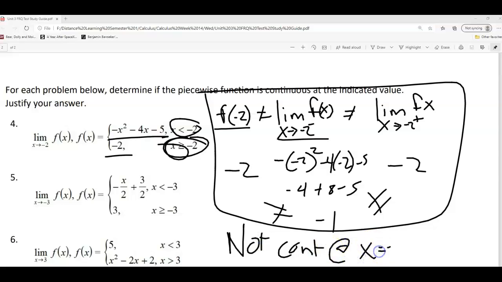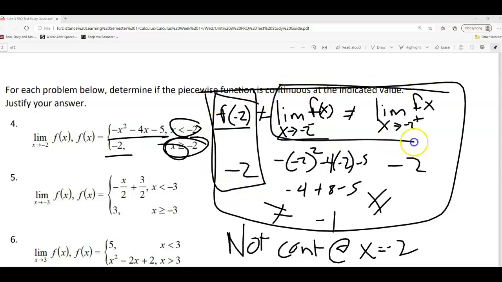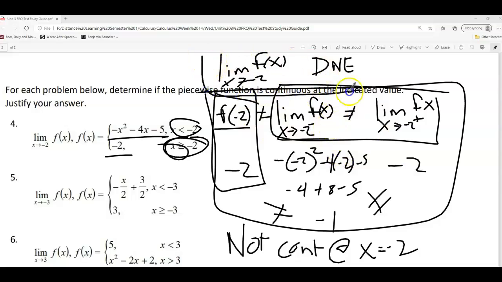at x = -2. Now, what's our reason though? Well, it's not that the function doesn't exist. The problem is that the limits don't exist because the limit from the left does not equal the limit from the right. So the real answer would be because the limit as x approaches -2 does not exist. That would be a more thorough reason, but you do need to show your work regardless. And whether or not you state this extra little fact up here is up to you.